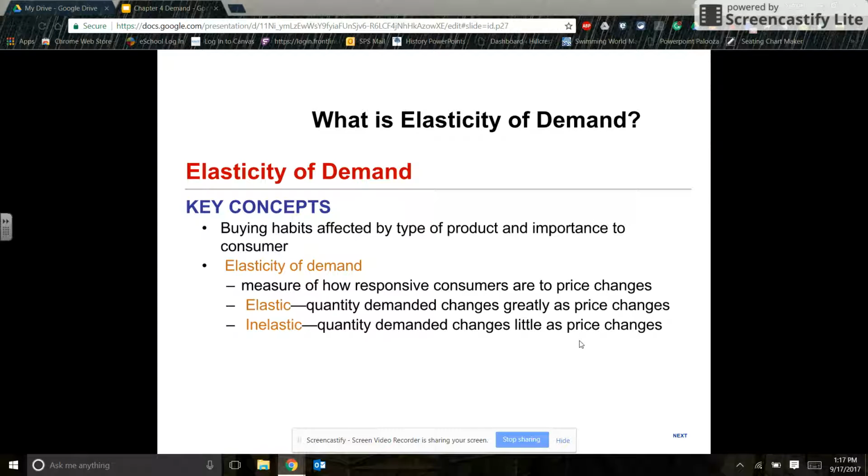An inelastic product is just the opposite. As the price changes, demand is not going to change that much. This would be for an item such as gasoline. It doesn't really matter what the price is on gas. Most Americans are going to continue to buy about the same amount every year because we are a society that loves our gasoline.